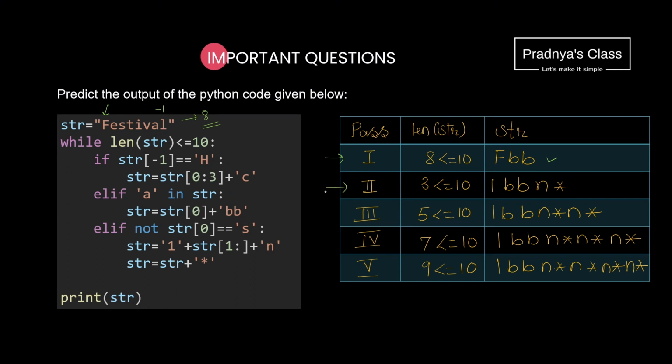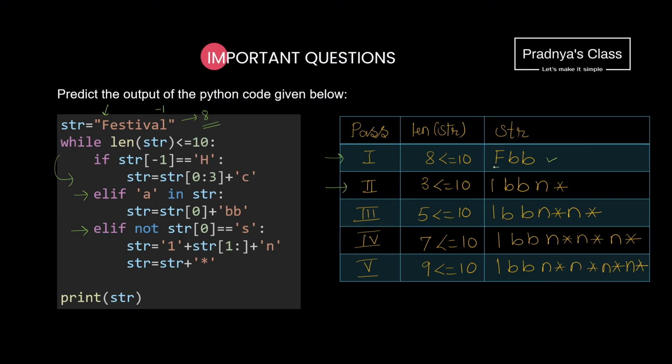Here are the values. Now the length of the string will be 3. 3 is less than equals to 10. We will come inside the loop. Look at this string. We don't have h at the last character. So come to elif part. Let's check a is in string. No. So now we will come to the next condition. It says not str0 equals to s.